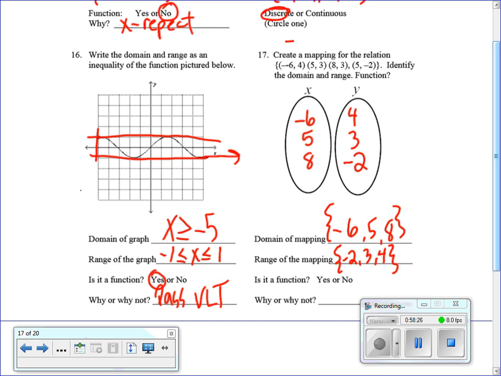Is this a function? Well, when we map it, okay, we have -6 going to 4. We have 5 going to 3, 8 goes to 3, and 5 goes to -2. This is not a function because we see that 5 is going to 2 different outcomes. So it is not a function because 5, we have an x going to 2 outputs. And in a function, that cannot be the case.